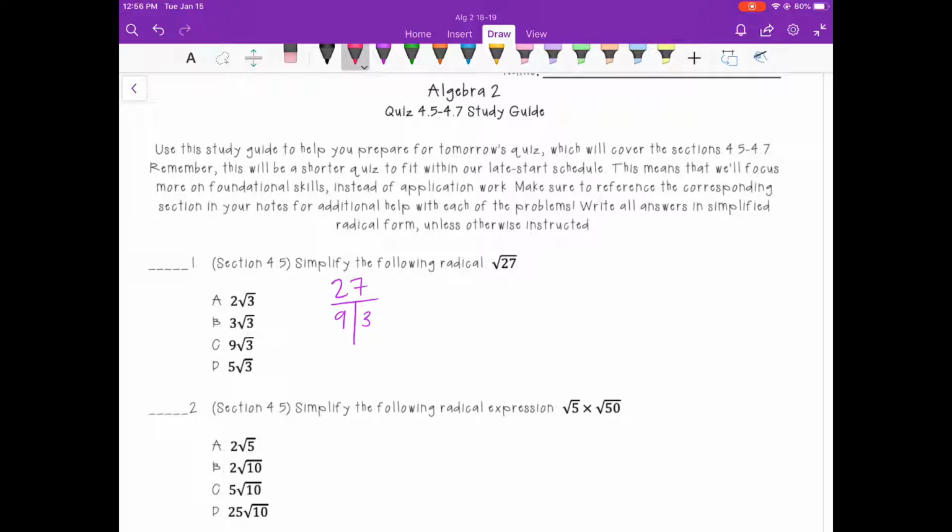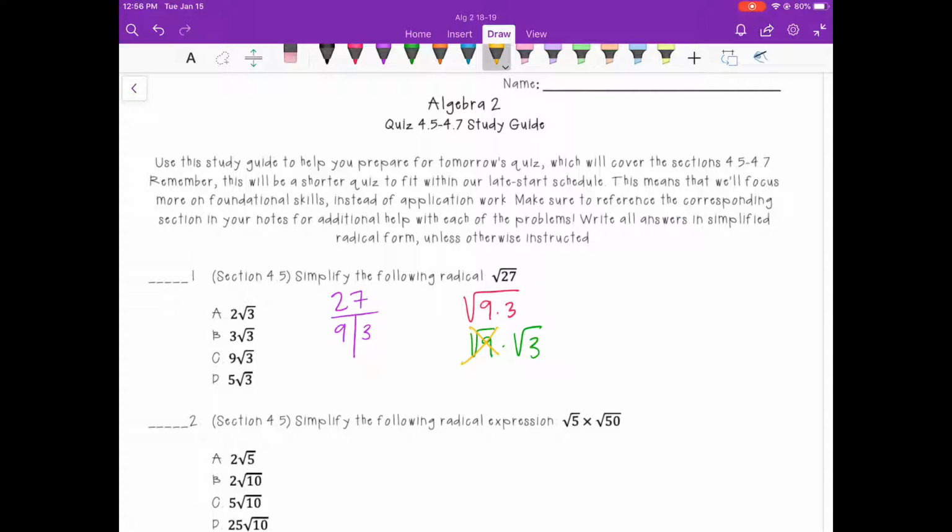So we break the square root of 27 into the square root of 9 times 3, and we do that so we can use our multiplication property and call that radical 9 times radical 3. We like to do that because the square root of 9 is just 3. So then our final answer would be B, 3 radical 3.